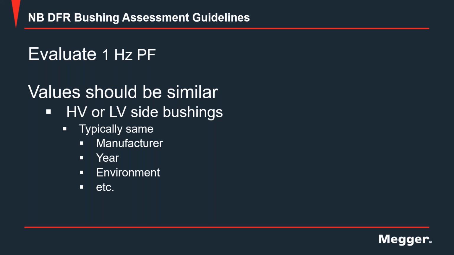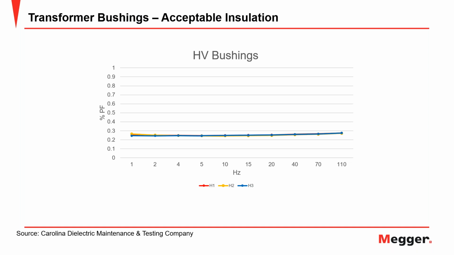And you see that typically when we try to compare this 1 Hertz in similar units, right, in sister units, high voltage or low voltage side bushings, typically same manufacturer, typically same year, typically working under the same environment, same loading conditions, operational conditions, you would expect similar behavior, like in this case, right? You see, these are extra high voltage bushings that were tested, and you can clearly see that this dielectric response corresponds to a very good condition bushing, okay?